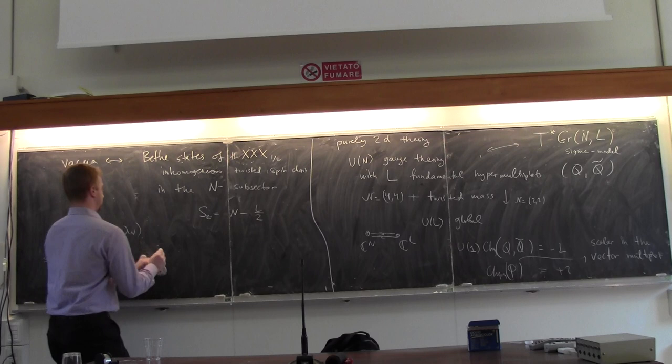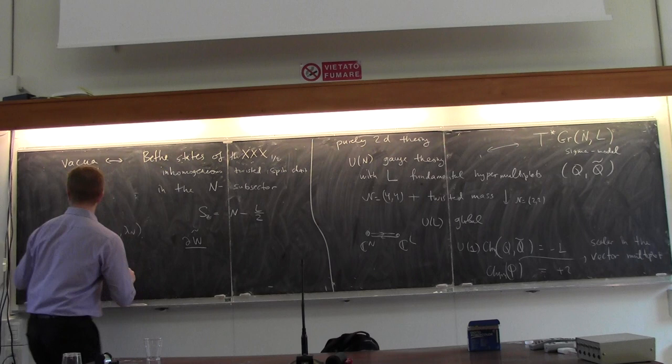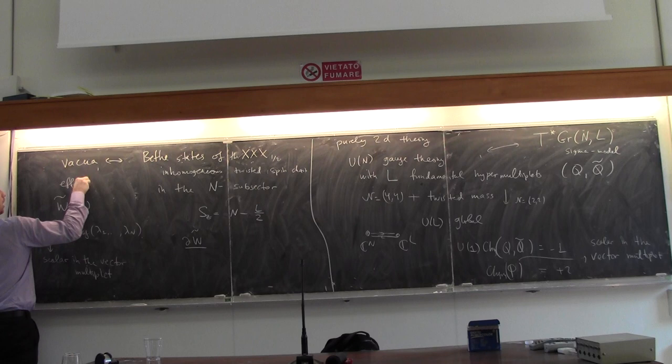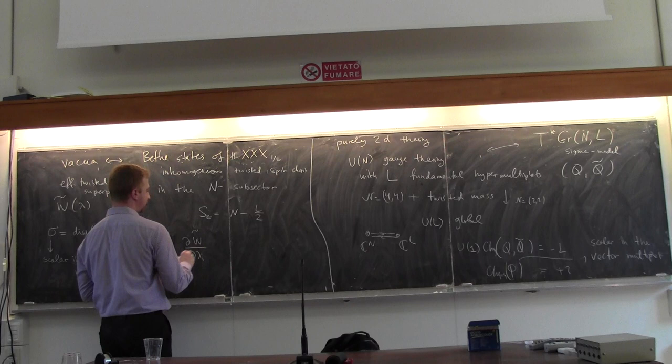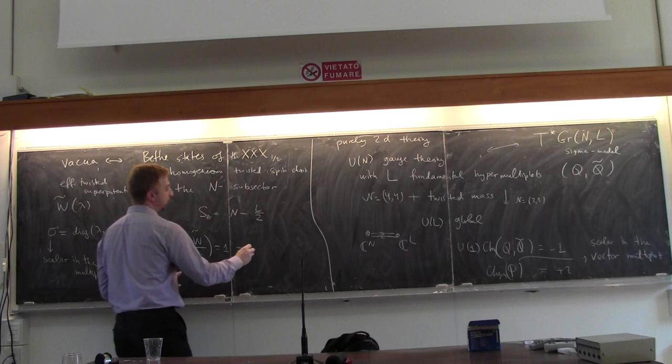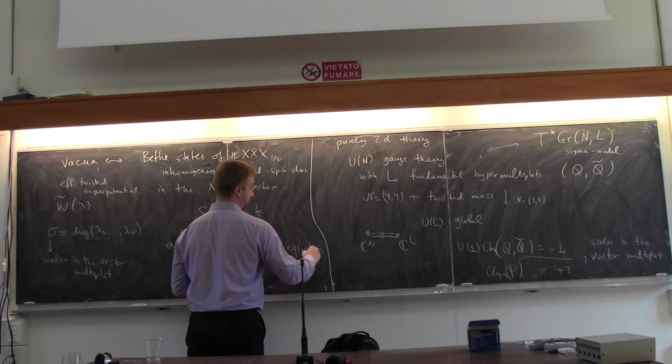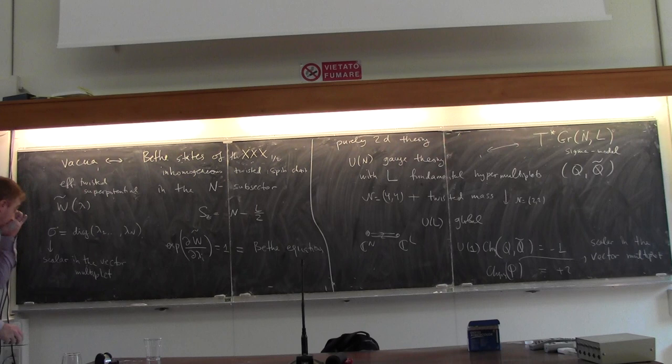So there is a twisted superpotential W tilde, which depends on these numbers. And the equations for the vacua have this form. And these are identified with the Bethe equations for this spin chain. What I want to talk about today is the actual Bethe states, so the actual form of the Bethe wave function.